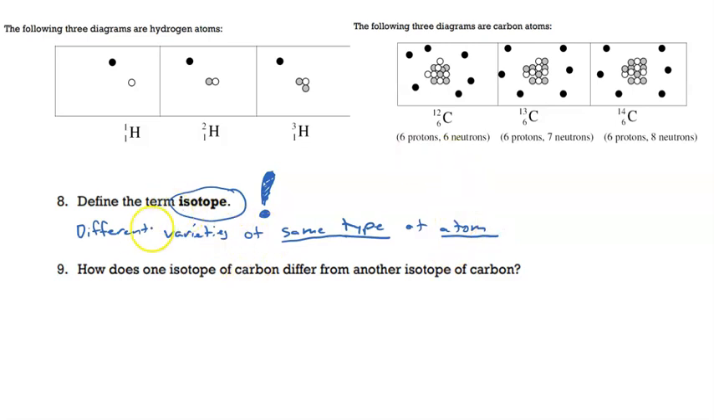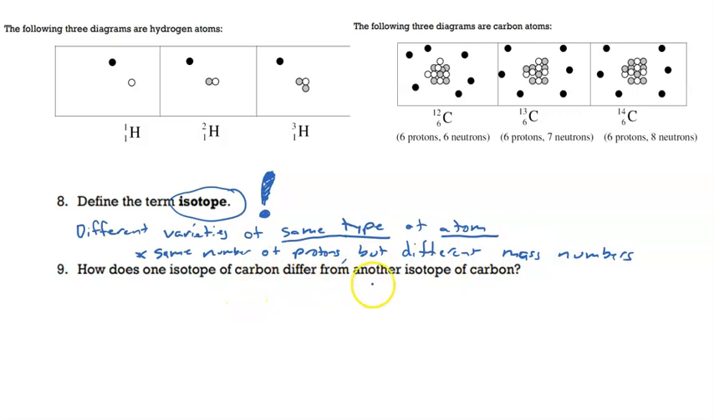So what does that mean? If we have different varieties of the same type of atom, that means the same number of protons, but different mass numbers. Same number of protons means it's the same type of atom, but we can get different mass numbers.